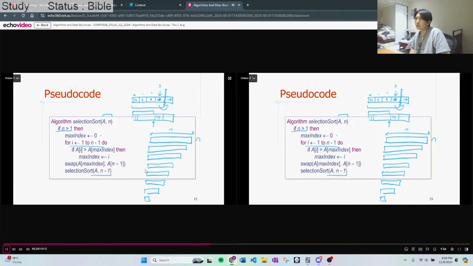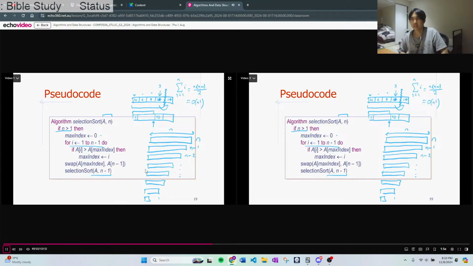Because here you're going to do n steps. You're going to scan through the whole array to find the max. Here you're going to do n minus 1. Here you're going to do n minus 2, and so on. Once you get to 1, you're not going to do anything. We know that the sum from i equals 1 to n of i is n times (n plus 1) over 2, which is O of n squared, right? So we can just look at this and say, oh, it feels like n squared.